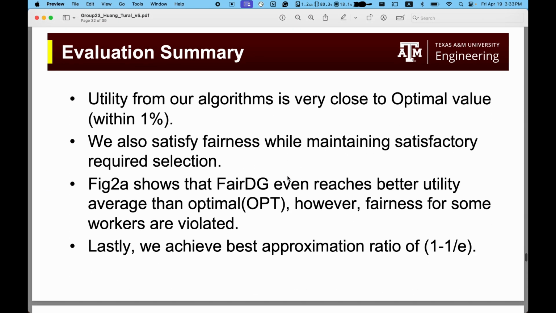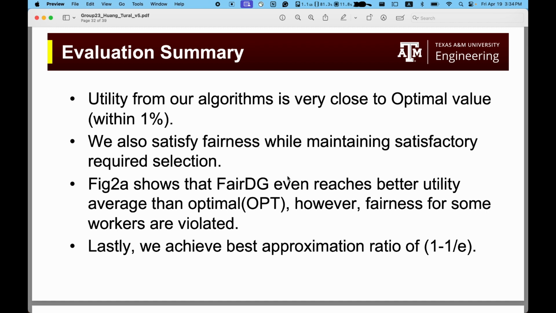Following this, what is the summary? What did we learn from this evaluation? What we learned is that our algorithms get very close to the optimal value. And in the paper, it even calculates further and says that we get within a 1% threshold of the optimal value. All of our algorithms satisfy fairness, and it shows that our algorithm's approximation ratio gets the best value in the industry, which is 1 minus 1 over e.